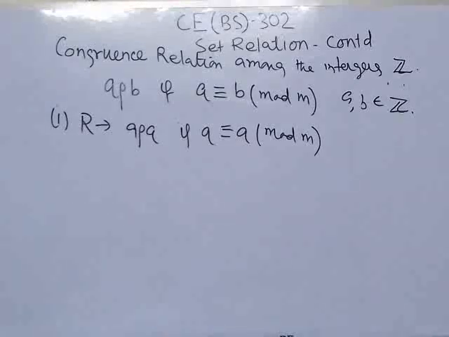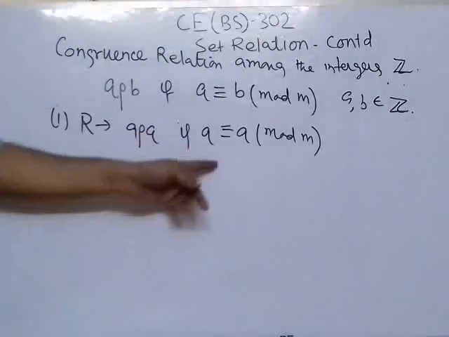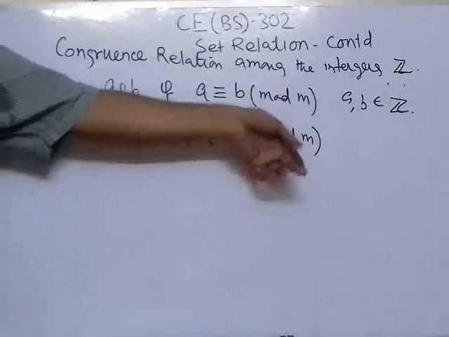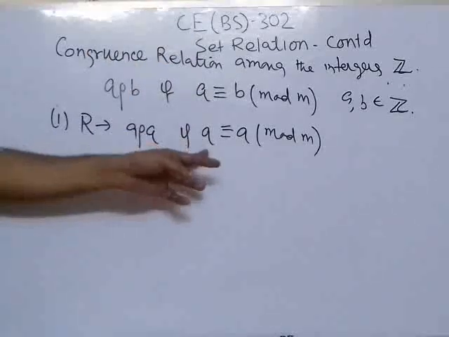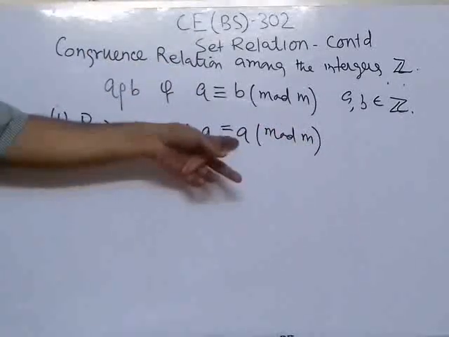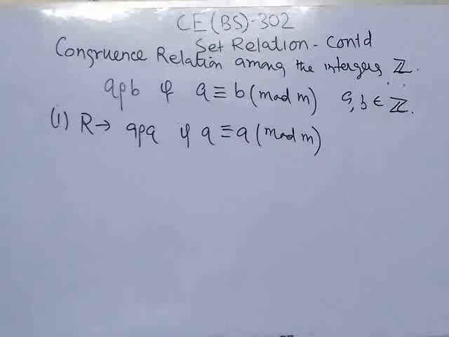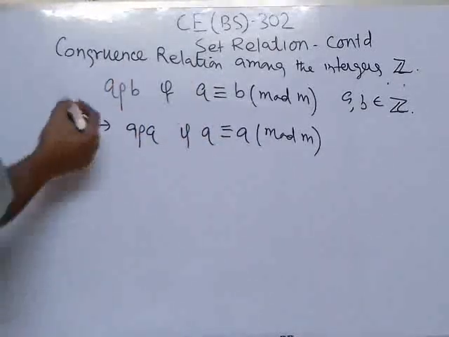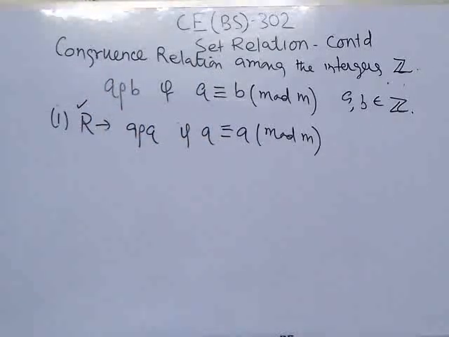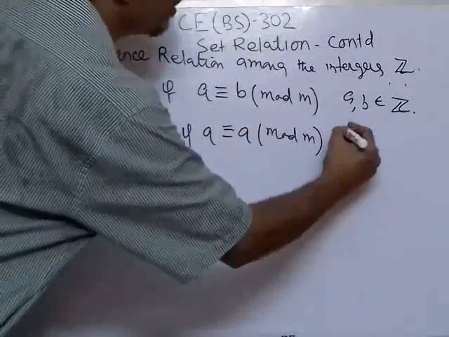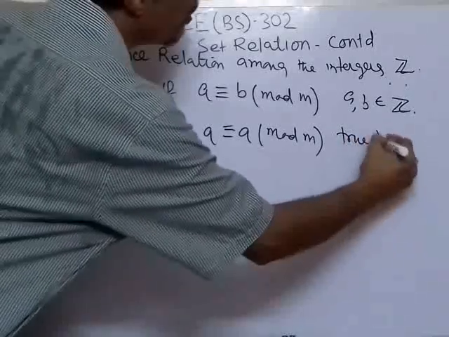So it is obviously true because A minus A is always divisible by M, or whenever A is divided by M, that will obviously produce the remainder A. So it is obviously true. So reflexivity is satisfied. A rho A holds for all A.